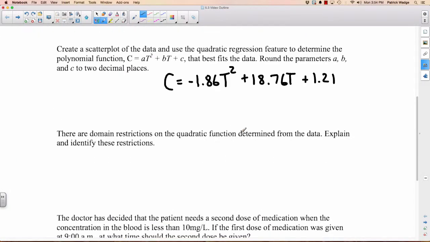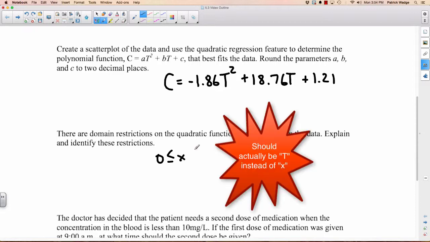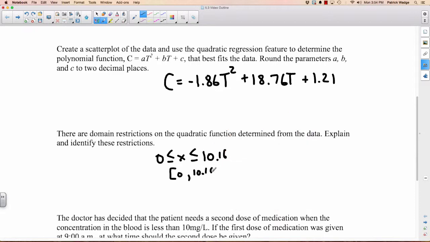So that's the restriction. So you could put 0 is less than or equal to x, which is less than or equal to 10.16, or you could put square bracket 0, 10.16, square bracket. And the reason it's from those two numbers, here's where you first are given the medicine, and here's where the medicine's now gone entirely from your system.